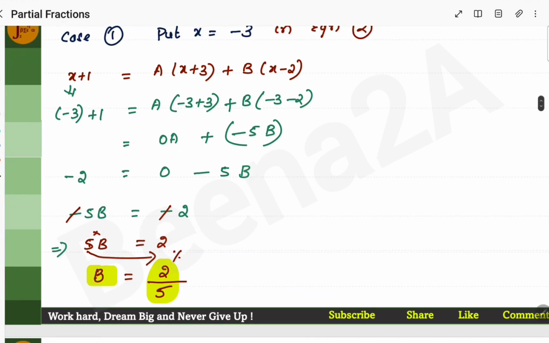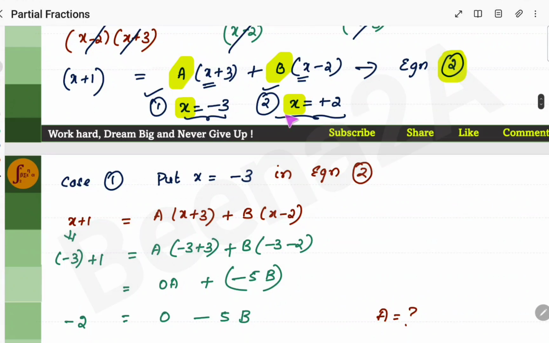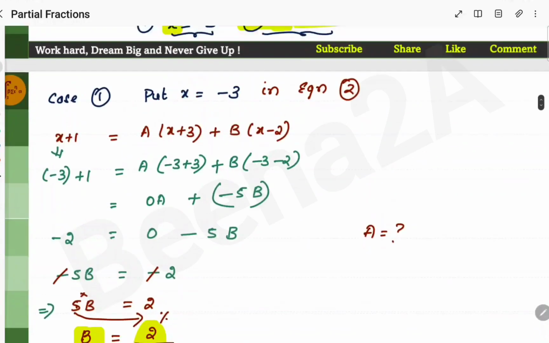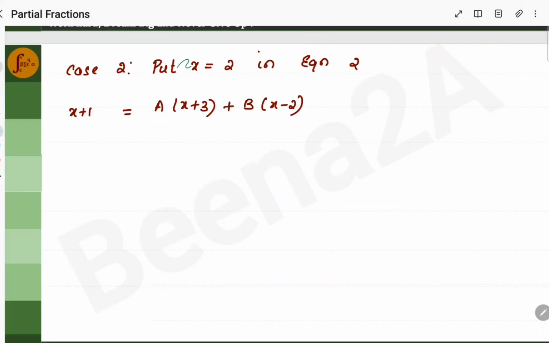Now what should I do next? I need to find the value of a. Now I'll take the value of x is equal to 2. The second case, right? The second case, I'll take the value of x and put in this equation 2. Put x is equal to 2 in equation 2. Now let's copy the equation. Let's substitute the value of x in this equation. So what I'll get? x is equal to 2.